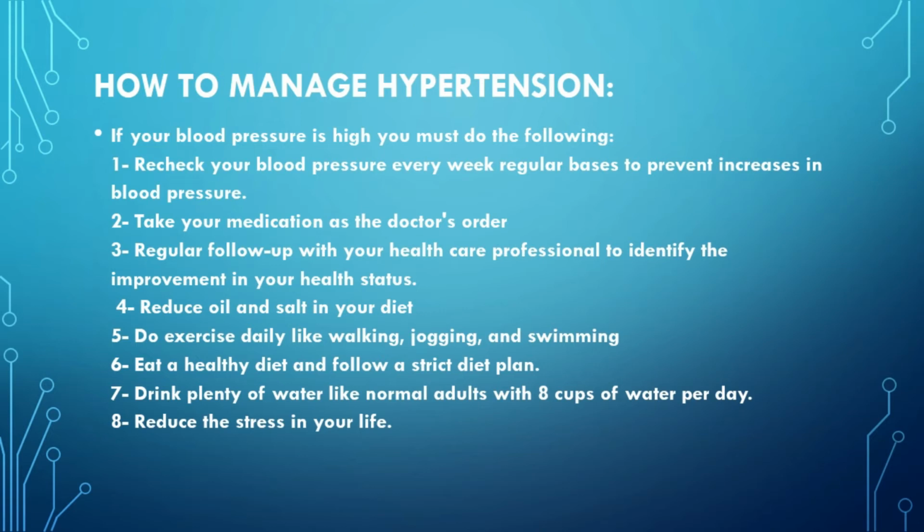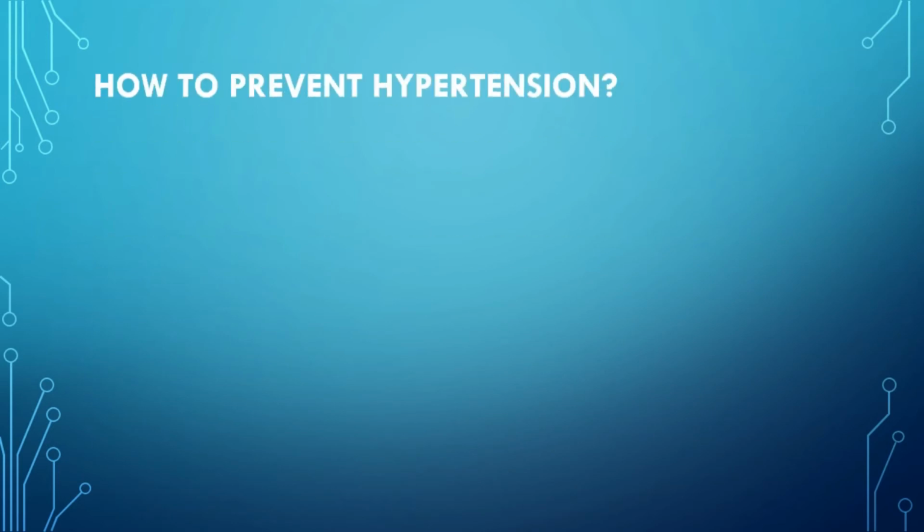Eat a healthy diet and follow a strict diet plan. Drink plenty of water like normal adult. We need 8 cups of water daily. Reduce the stress in your life. Now we want to prevent hypertension.